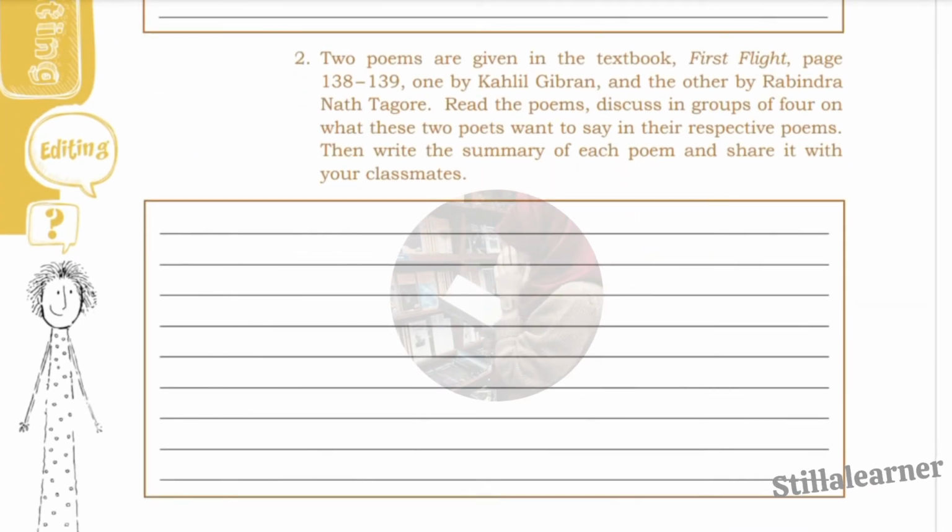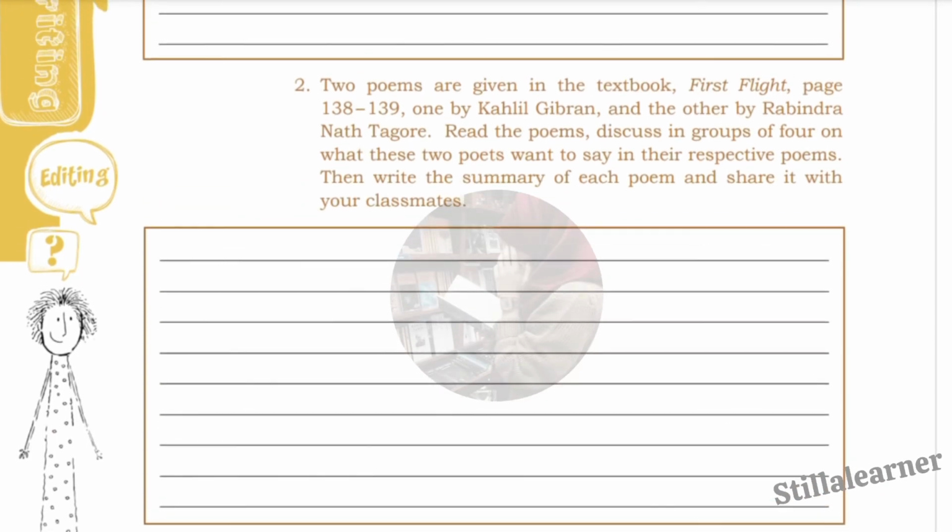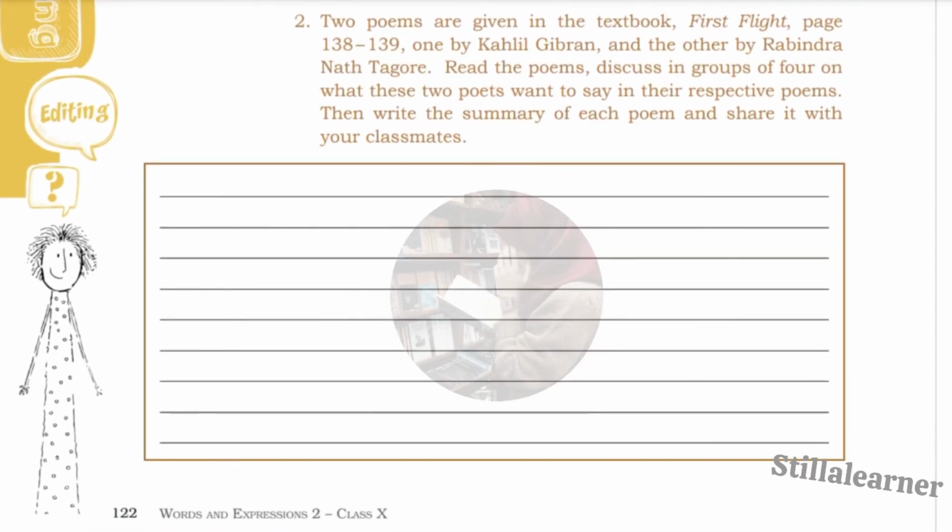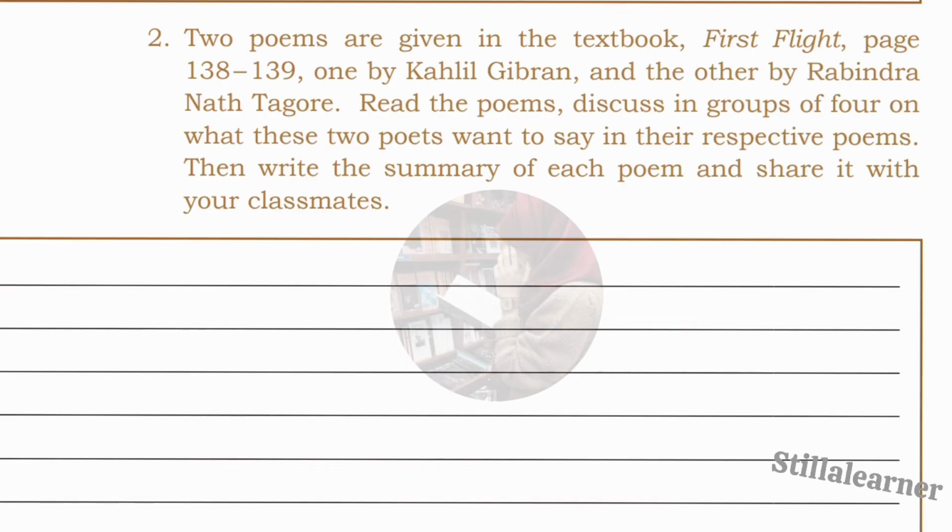Okay, guys, now we'll move to the next question, question number 2, which is: two poems are given in the textbook First Flight, page number 138 and 139. One by Khalil Gibran and the other by Rabindranath Tagore. Read the poems, discuss in groups of 4 on what these two poets want to say in their respective poems. Then write the summary of each poem and share it with your classmates.